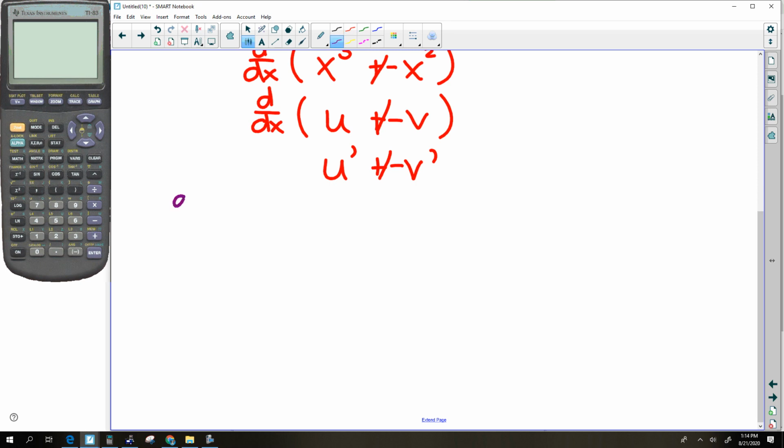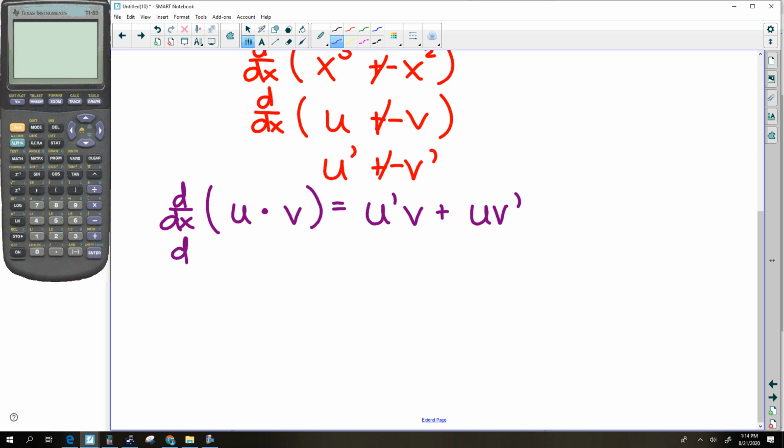All right, so let's take a look at what happens when you are multiplying things that have x's in them. So u times v. What you do is it is going to be u prime v plus v prime u, or u v prime, something like that. So that is the derivative of u times the regular old v plus the derivative of the other.